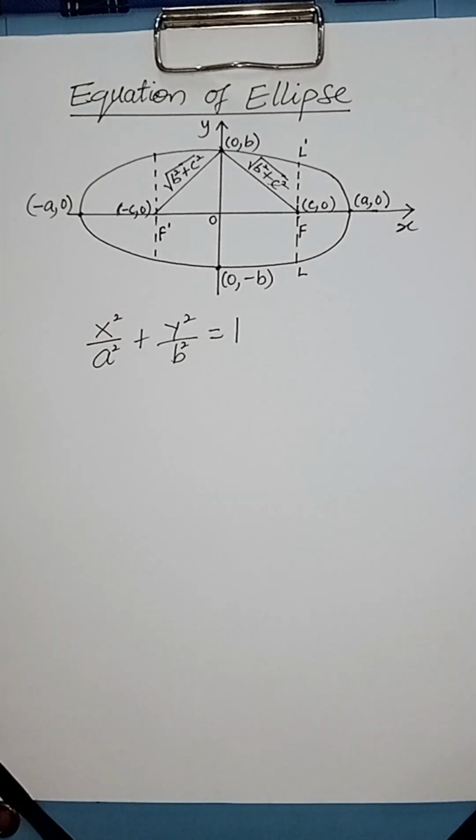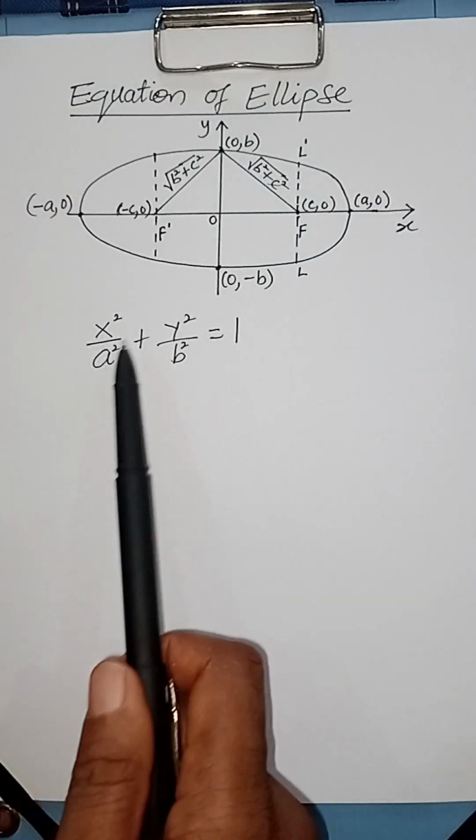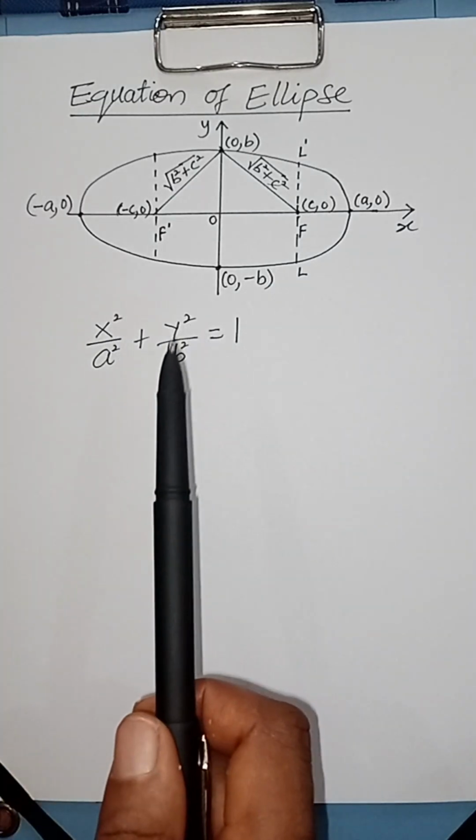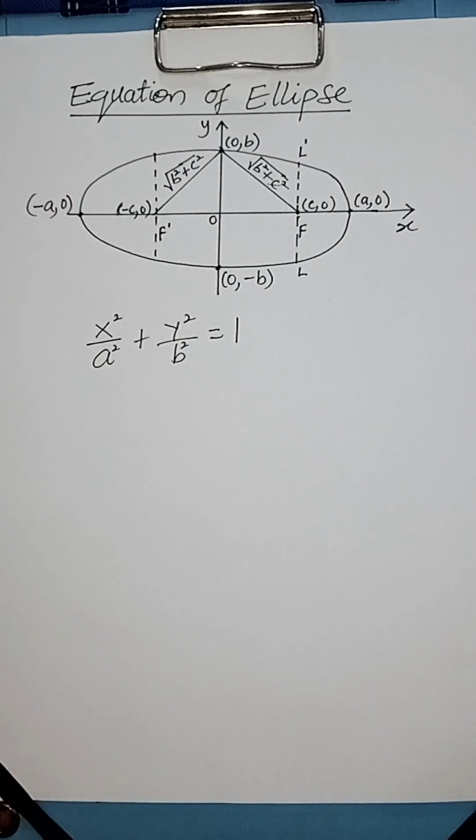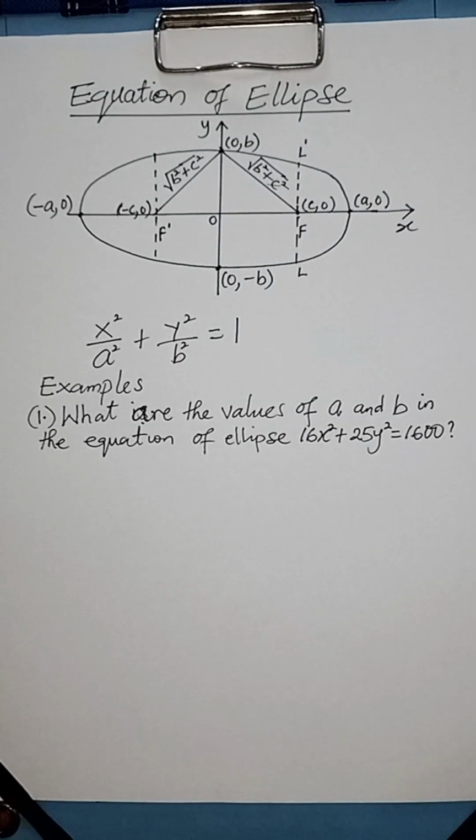Now, if you remember this, it's going to be easier for us to apply this formula, x squared divided by a squared plus y squared divided by b squared equals 1, in solving questions. Remember, that's the equation of an ellipse. Now, let's look at some examples of questions to solve involving equation of ellipse.